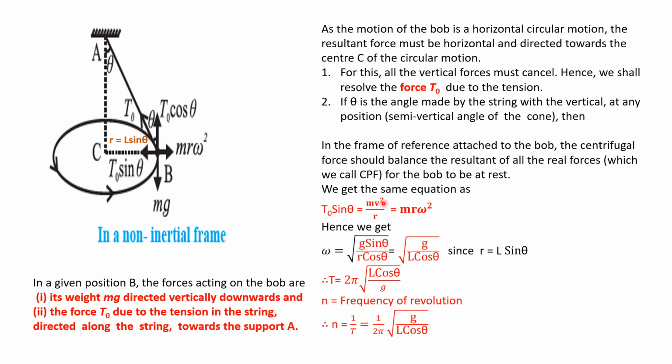Also we can calculate the period of this conical pendulum as 2 pi square root of L cos theta upon g. n is the frequency of revolution of the bob, and this can be written as 1 upon T, and hence we get the value of frequency of revolution n is equal to 1 upon 2 pi square root of g upon L cos theta.